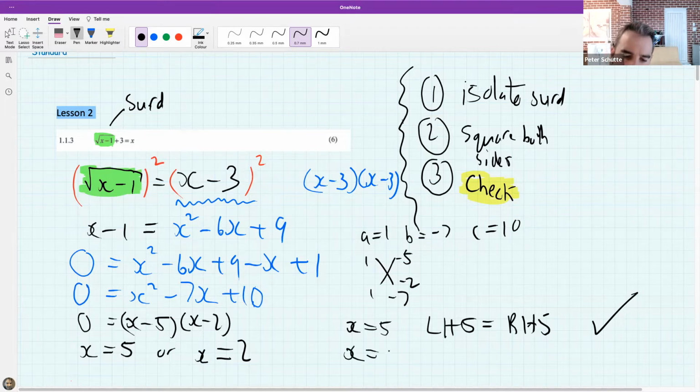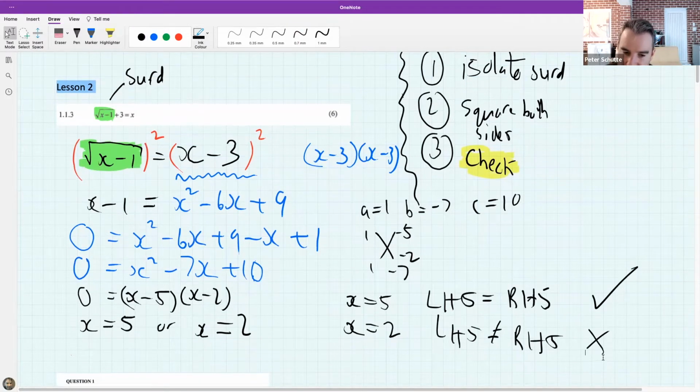Okay, now when x is 2, if I go back to the original, 2 minus 1 is 1, the square root of 1 is 1. 1 plus 3 is 4. So the left-hand side is 4, but the right-hand side is x, which is 2. So the left-hand side does not equal the right-hand side. And so we reject x is 2, and the only answer is x is 5.